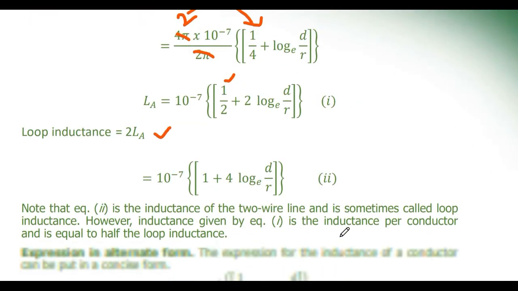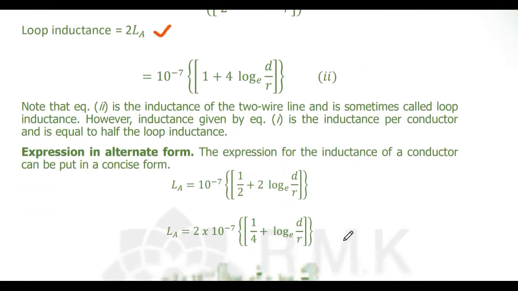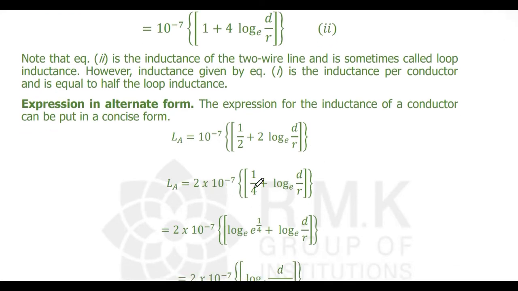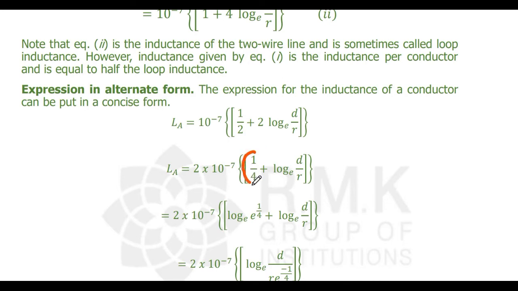The same equation can also be written in another form. See here, LA, we know the inductance of a single conductor, is 10 to the power minus 7 times (1 by 2 plus 2 ln of D by R), correct? If I take 2 into 10 power minus 7, that means taking 2 outside, you will get 1 by 4 plus ln of D by R. Now this 1 by 4 is to be combined with the other term as a single term. This 1 by 4 is a constant.